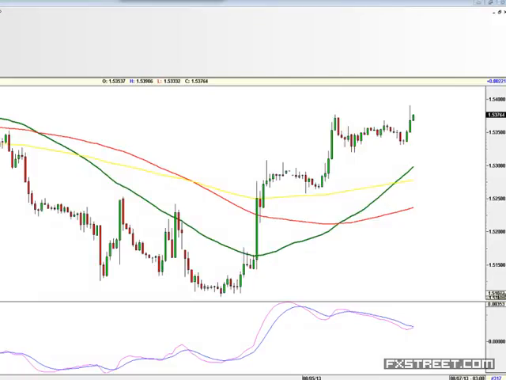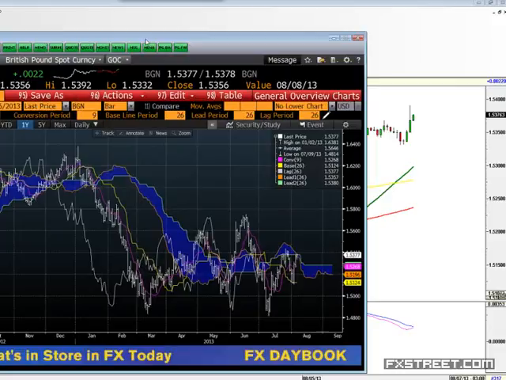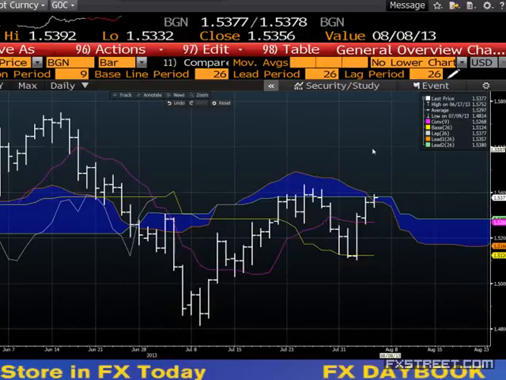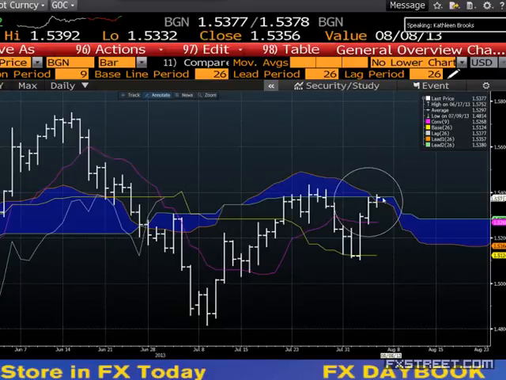Now, why is this level significant? Just bear with me a moment, and I will show you. Because of this area here, look at it. I'm going to circle it for you. Basically, this is a massive congestion zone here. It's where the daily Ichimoku cloud resistance is.